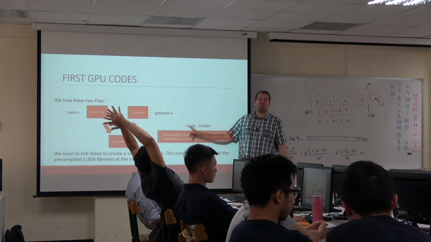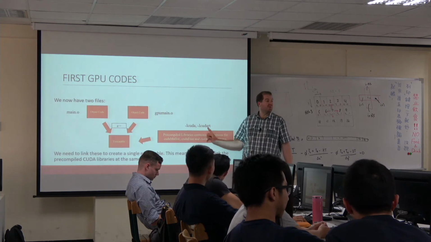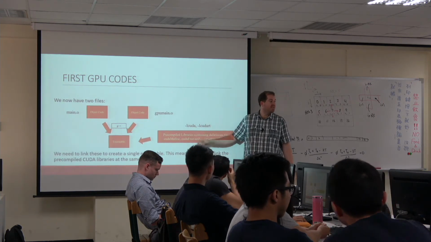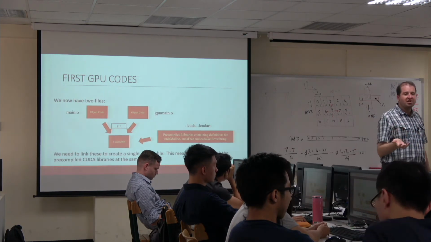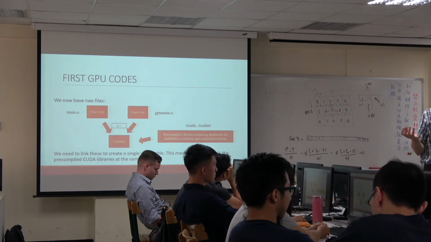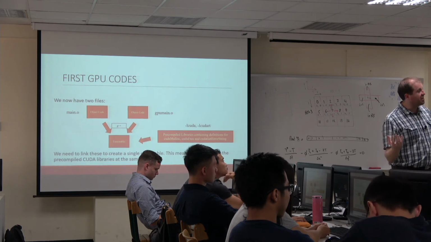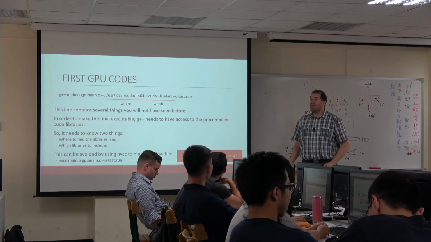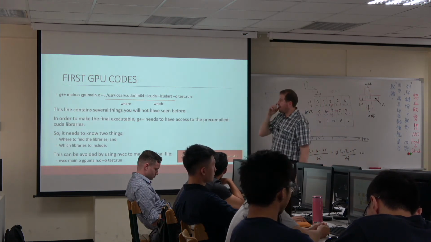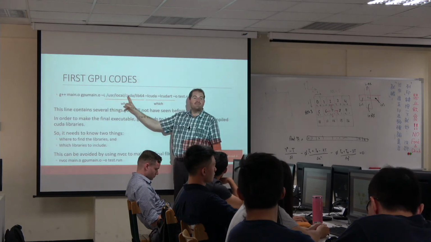The precompiled libraries are -lcuda and -lcudart, runtime and CUDA. So when we use g++ to compile these objects, we need to tell the compiler, hey, this object here has some CUDA stuff, and we need to link those libraries to our executable. So we have to do 2 things. 1, we need to tell the compiler where those libraries are.